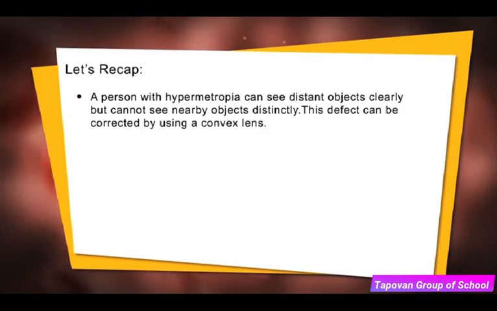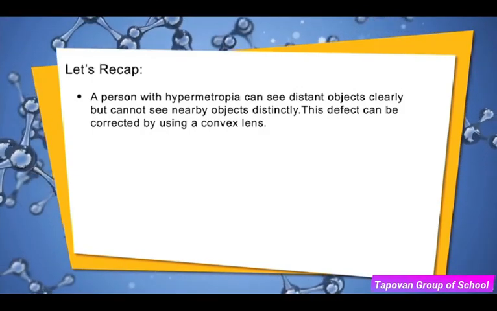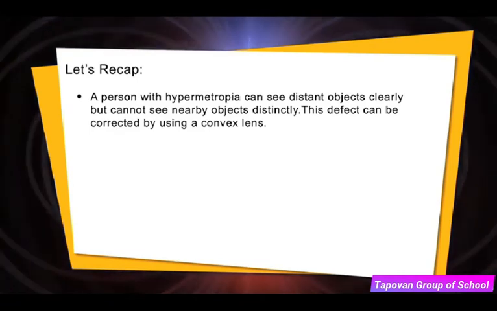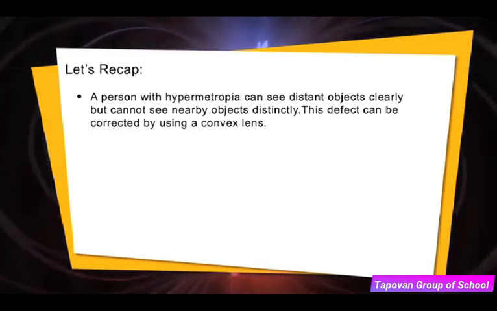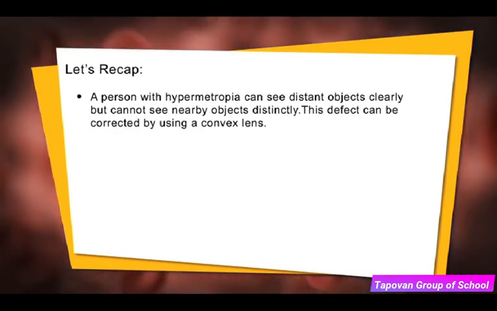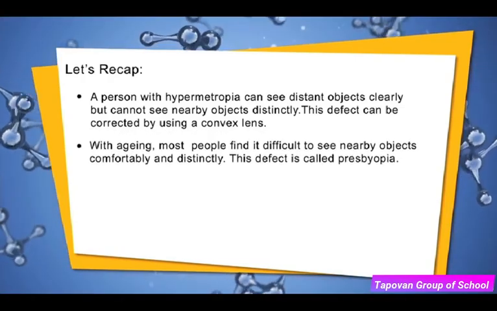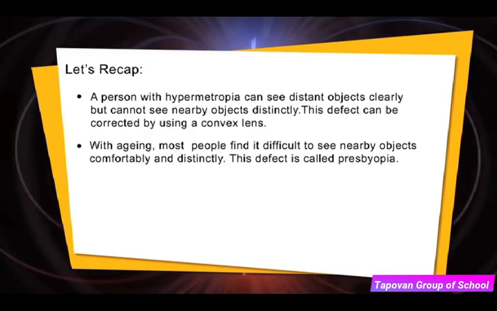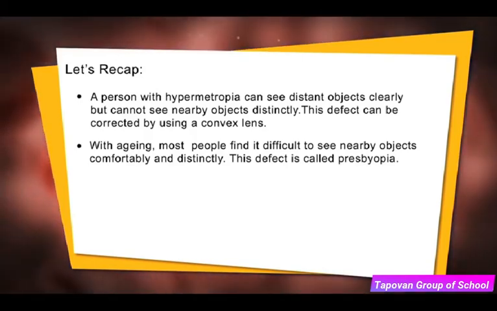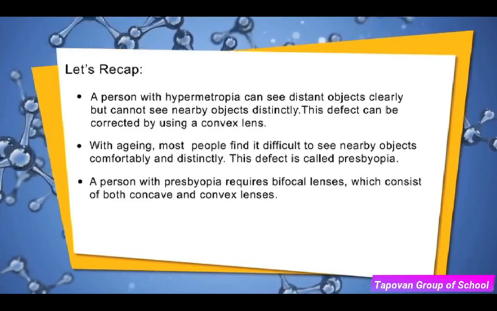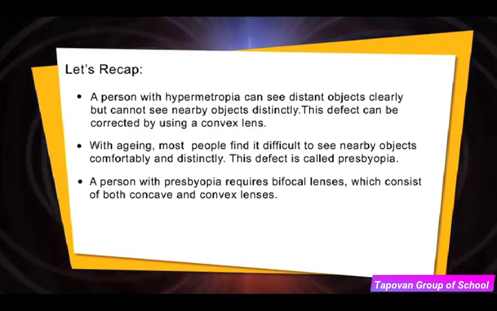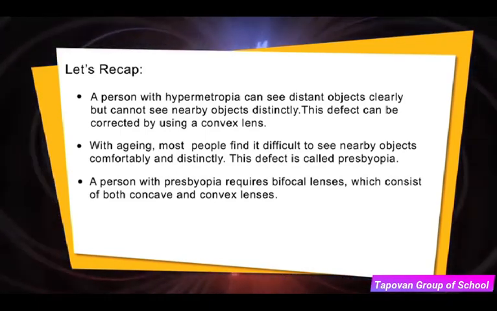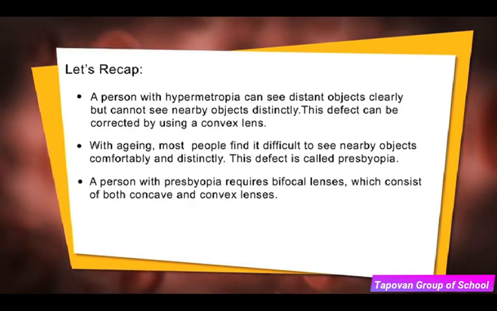A person with hypermetropia can see distant objects clearly, but cannot see nearby objects distinctly. This defect can be corrected by using a convex lens. With aging, most people find it difficult to see nearby objects comfortably and distinctly. This defect is called presbyopia. A person with presbyopia requires bifocal lenses which consist of both concave and convex lenses.